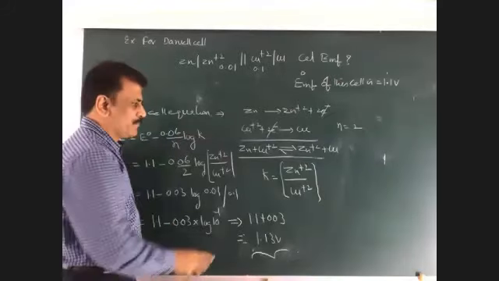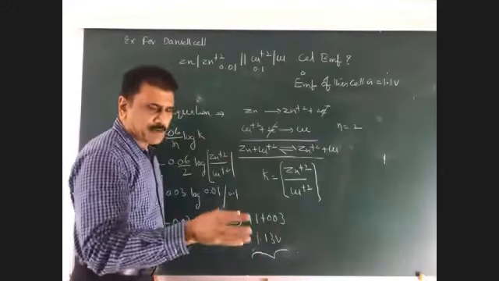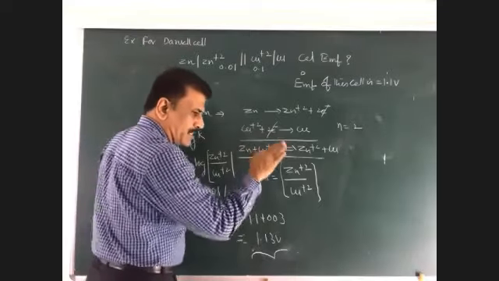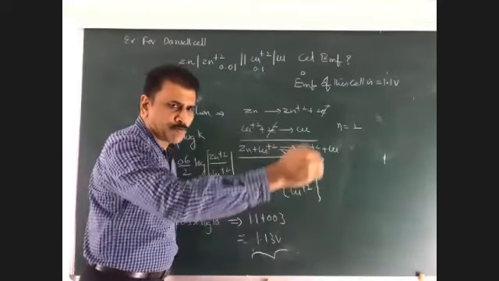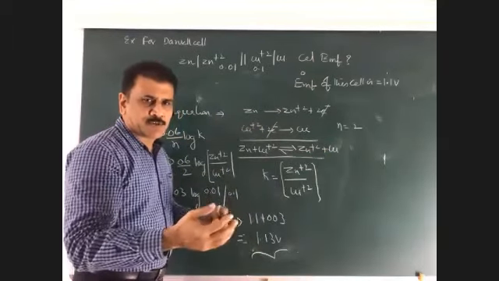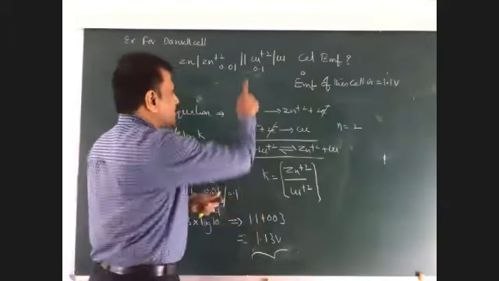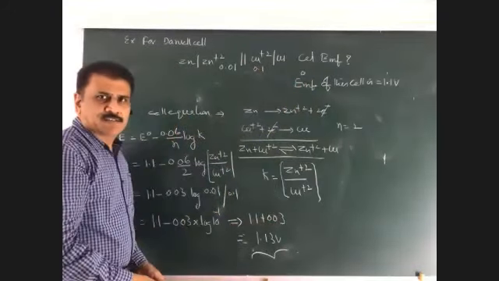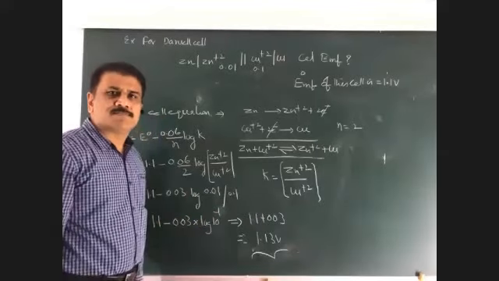I'll tell you once again. EMF is increased by 0.03. How? Copper ion concentration decreases from time to time. Therefore, we have to take more. Zinc ion concentration increases from time to time. Therefore, we have to take less. So if zinc ion is less and copper ion is more, then automatically EMF increases. So based on that, options can be searched.